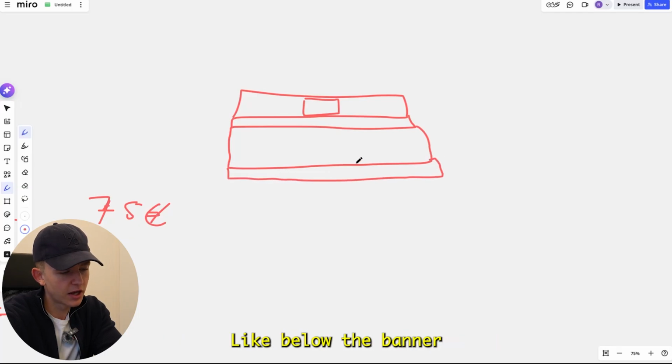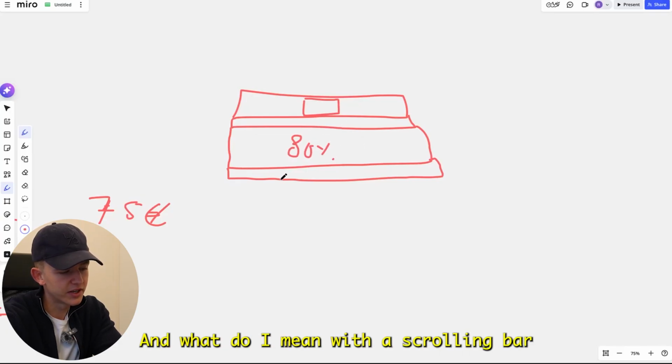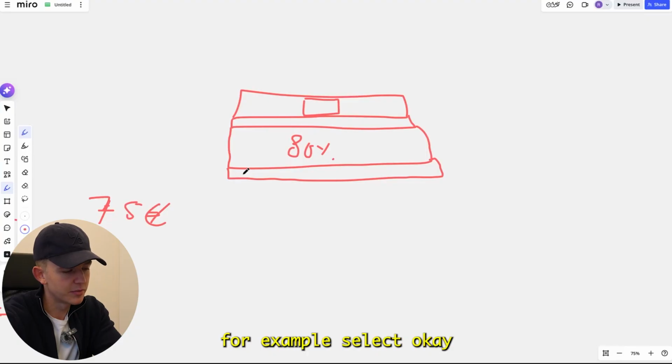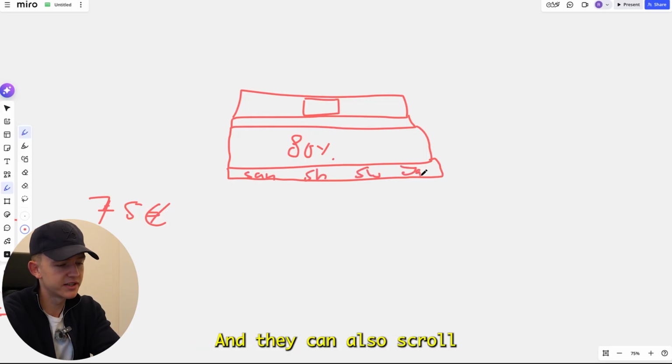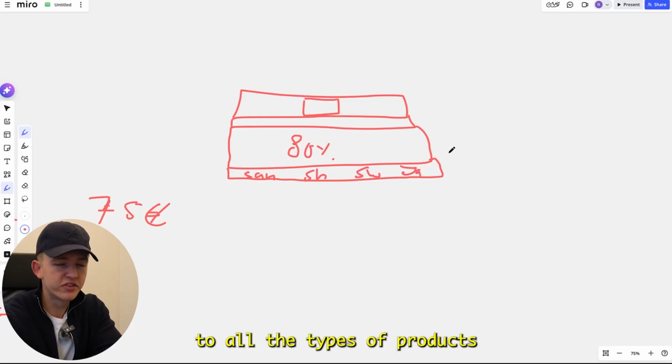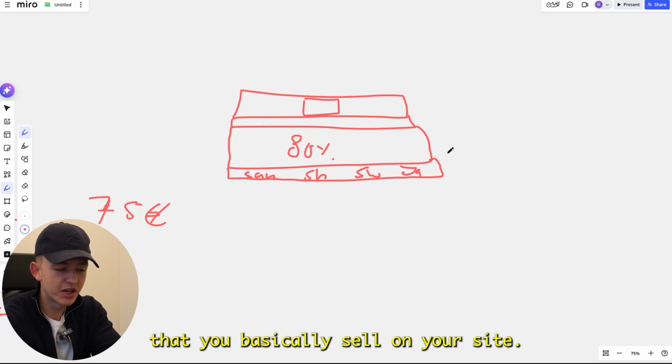Below the banner, we want a scrolling bar. And what do I mean by a scrolling bar? It's where you can select, for example, sandals. Here you say shoes. Here you say sweaters. Here you say, for example, jackets. And they can also scroll to all the types of products that you basically sell on your site.